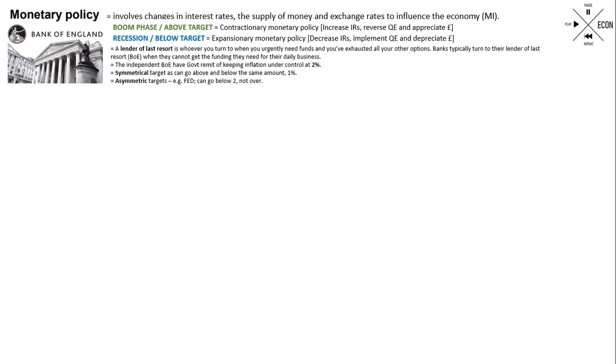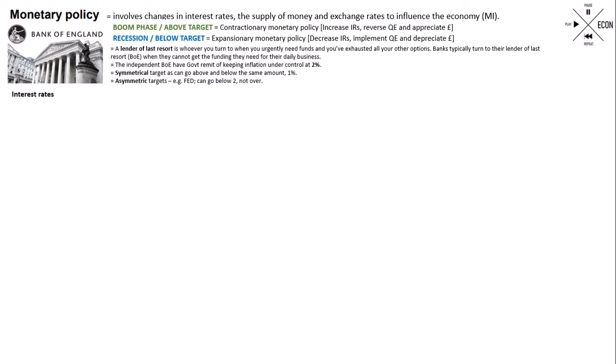And in America, they've got an asymmetric target. So they've got a target of 2% for inflation, but it's asymmetric in the sense that it can go down to 2%, but it can't go above 2%. So that is an asymmetric target. So you need to know the difference between the two.